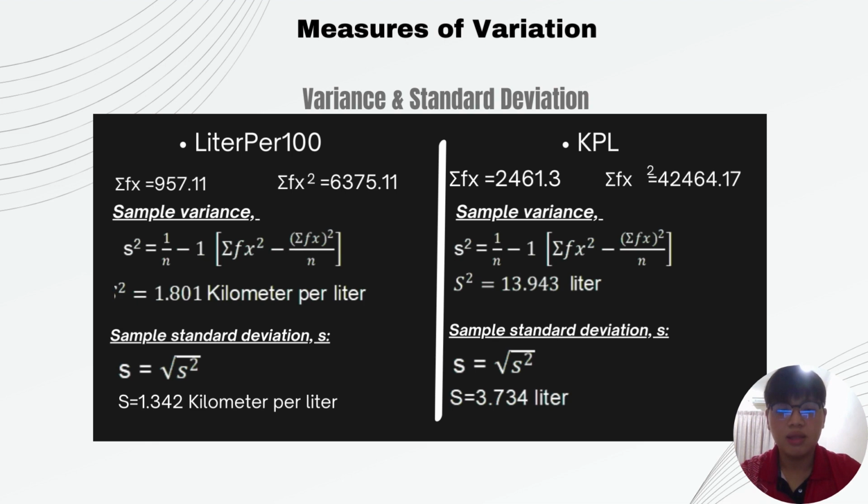Besides, we use the same method for the variable KPL, and we get 13.943 for the sample variance of KPL, and also 3.734 kilometers per liter for the sample standard deviation of the variable KPL.